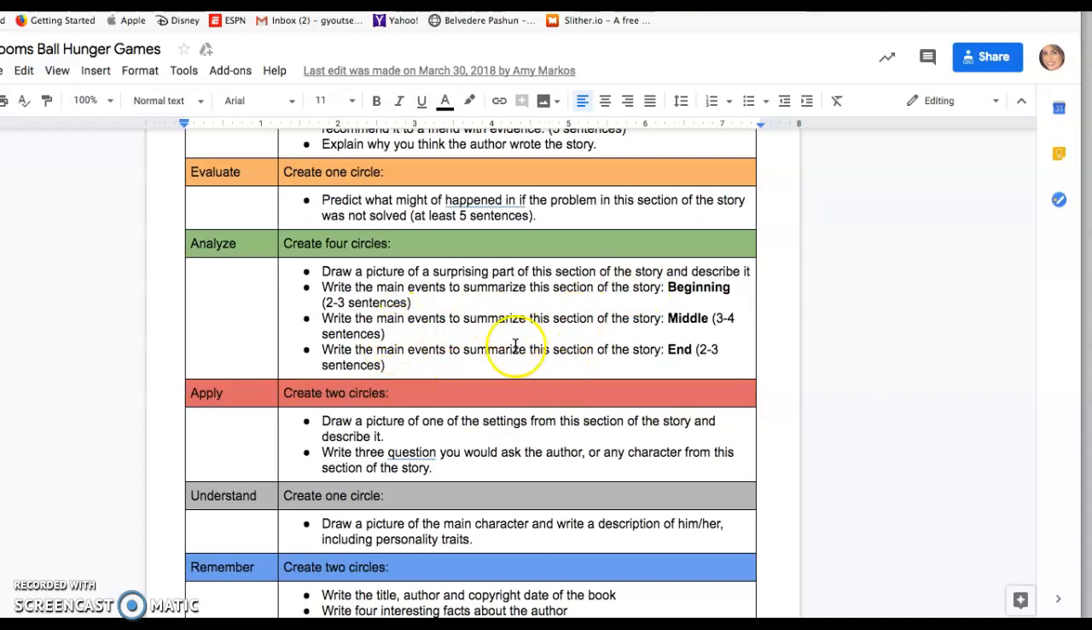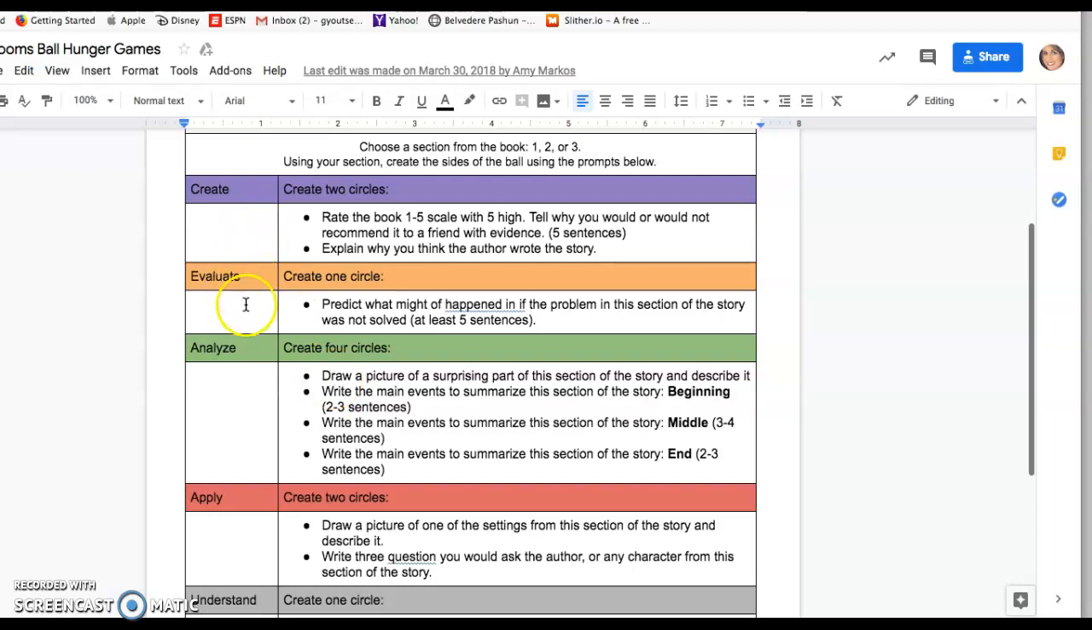And then your last circle here for analyze is the main events that summarize the end of your section. These are not drawings, they are simply summaries. You do not have to include drawings on these beginning, middle, and end circles.